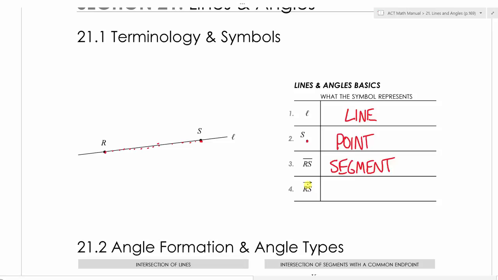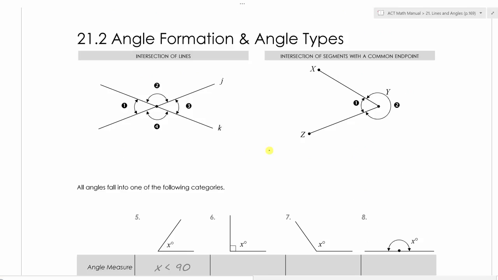And then if you see something very similar, but you've got this little arrow on the end of the line that serves as the hat of the R and S, this is a ray. What a ray is, basically, is a portion of a line that continues infinitely only in one direction. So ray RS would start at point R and go in the direction of S all the way infinitely with line L. Now in 21.2 we talk about angle formation, angle types.